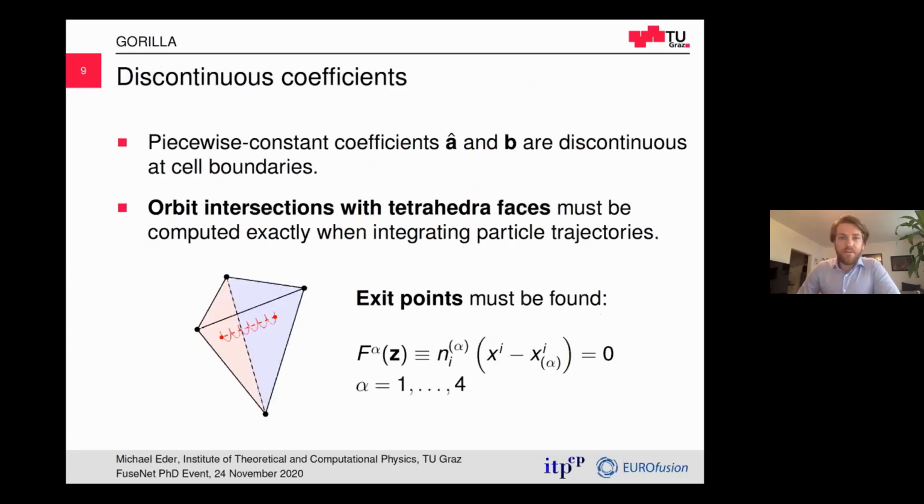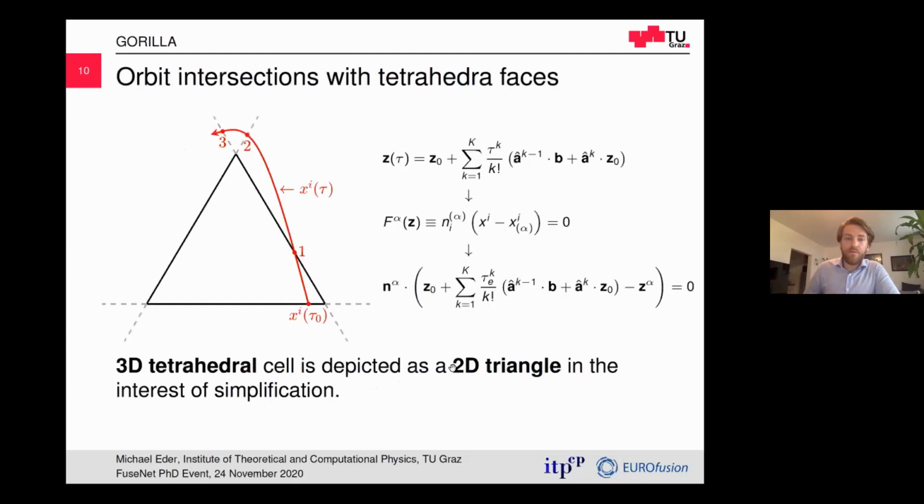However, there are discontinuous coefficients. That means A and B that I showed before are discontinuous at those cell boundaries, meaning we have to compute orbit intersection with tetrahedral spaces whenever we follow our particle trajectories. Mathematically speaking, we have to solve this nonlinear problem here. Let's simplify the 3D problem just for illustration as a 2D triangle. We have our particle here at tau 0, it enters the cell, and we have to compute all intersections with this triangle, and the one that can be reached in the smallest positive time is the one we are looking for, our exit point.